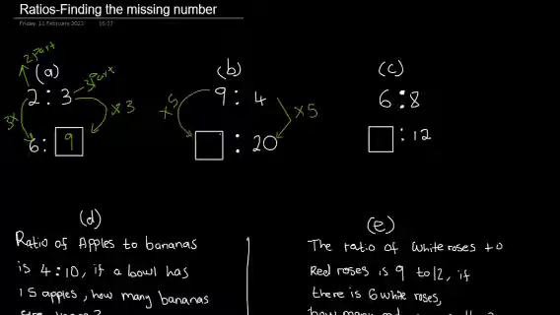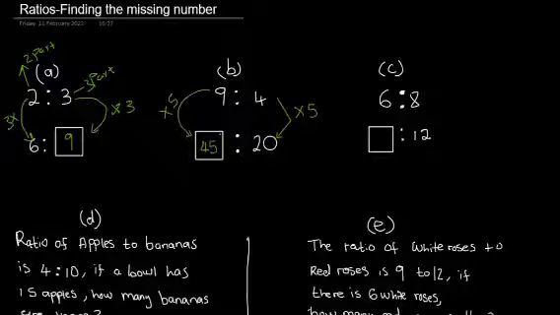So what we do on the left, we do on the right, or what we do on the right, we do on the left. So this is going to be 5 times 9, which is going to give you the answer of 45. So that will be your missing ratio number. Let's look at C. With C, you can see that you have a ratio of 6:8, and then you are told that 8 has been increased to 12. Then what will the number 6 increase to?